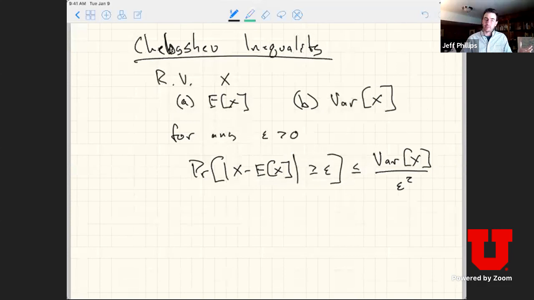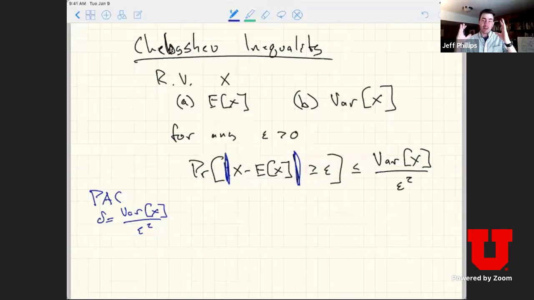if I have good bounds on the variance. Okay, so in the PAC bound, in order to get the PAC bound, I just set delta equal to the variance of X over epsilon squared. So then it's exactly these PAC bounds that I was talking about. And now, because this difference is two-sided, I've got the absolute values here. So I've got the absolute value of X minus Y.